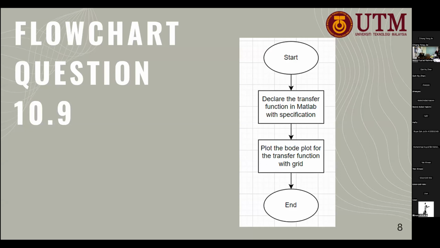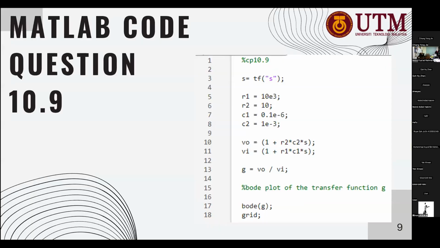So first we will declare the transfer function in MATLAB with the specification given, and then we will use the bode function to plot the transfer function with the grid. And then this is our MATLAB code for this question.